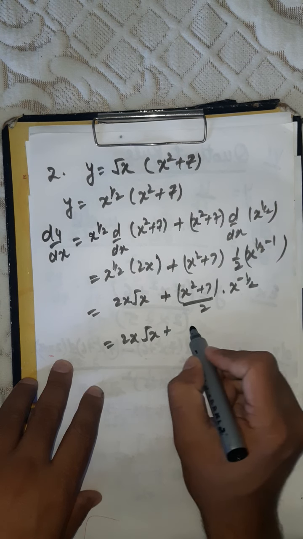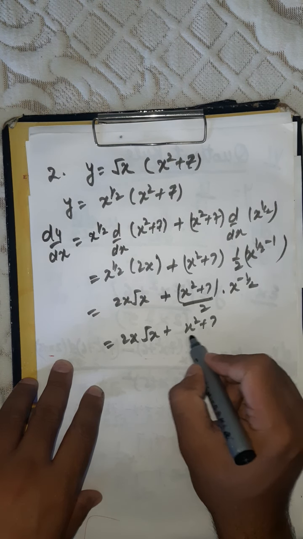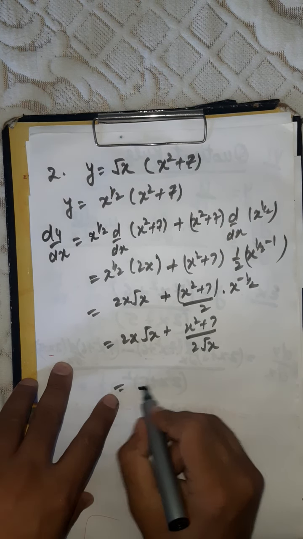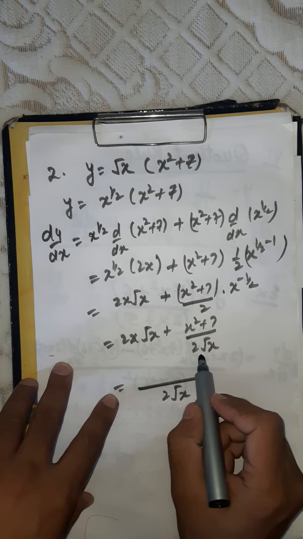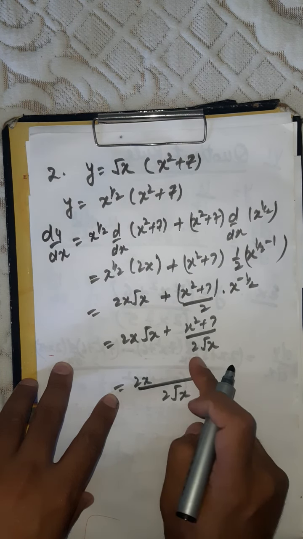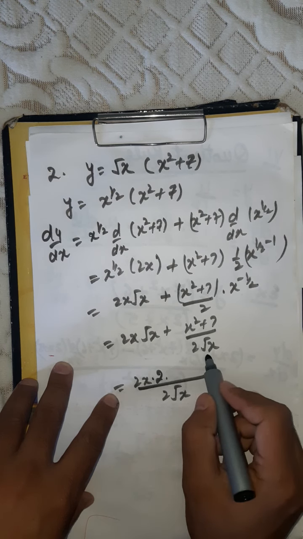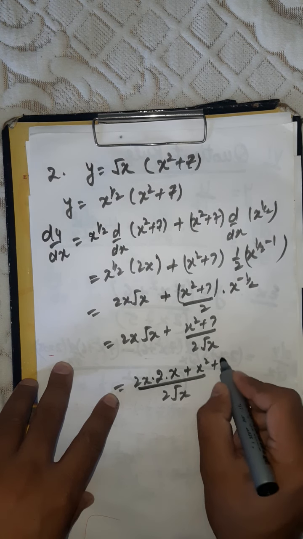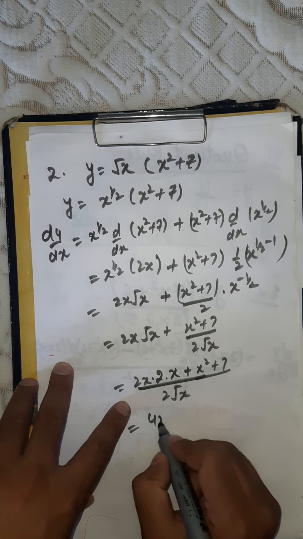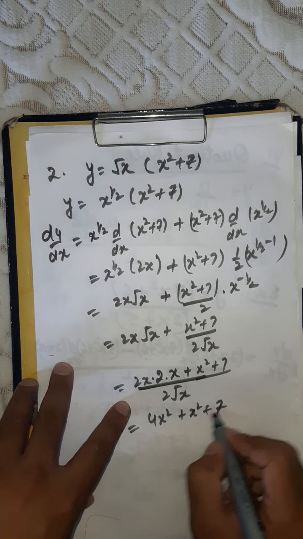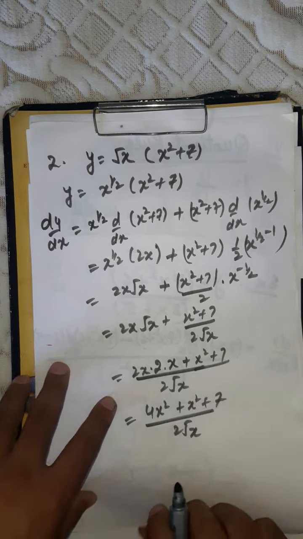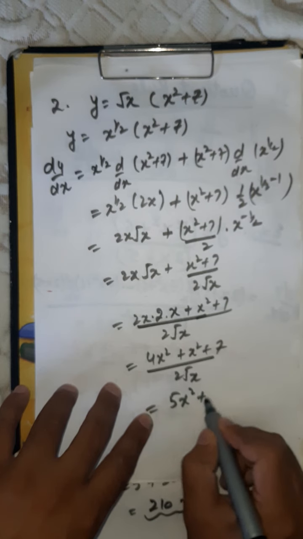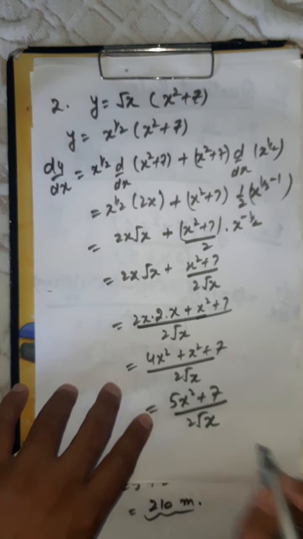2x root x, plus x square plus 7, this will come down and we can write it like 2 root x. Next step, you can take the LCM. 2 root x, so it is 2x, 2 will multiply, it becomes 2 root x into root x, it becomes 4x square plus x square plus 7 upon 2 root x. It becomes 4x square plus x square, 5x square plus 7 upon 2 root x.